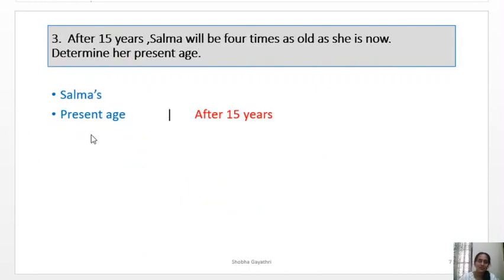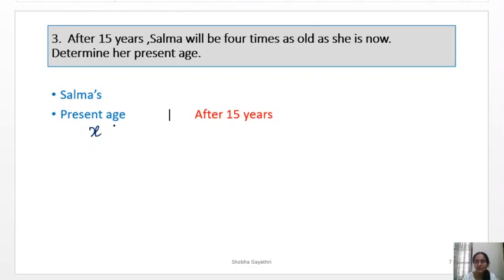Read the next question. After 15 years, Salma will be 4 times as old as she is now. Determine her present age. We have to find out Salma's present age. Read the condition. Let Salma's present age be x. Suppose my age is now 10 years. After 15 years, how much will it become? You have to add 15 to the present age. 10 plus 15, it will become 25.